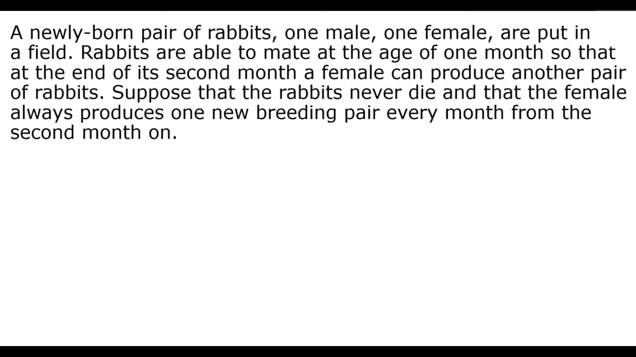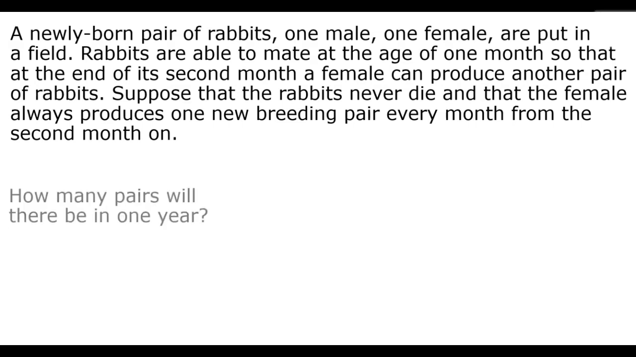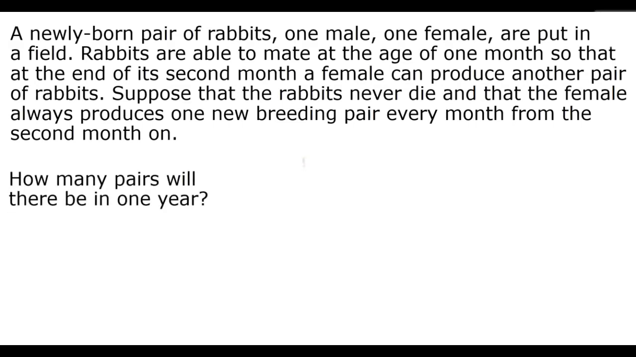Suppose a newly born pair of rabbits, one male, one female, are put in a field. Rabbits are able to mate at the age of 1 month, so that at the end of its second month, a female can produce another pair of rabbits. Suppose that our rabbits never die, and that the female always produces one new pair, one male and one female, every month from the second month on. The puzzle that Fibonacci posed was, how many pairs will there be in a year?